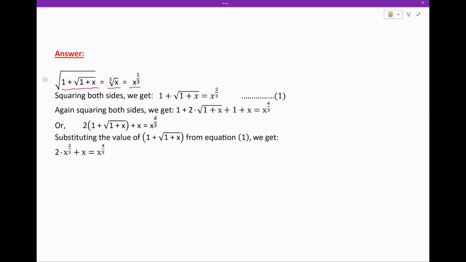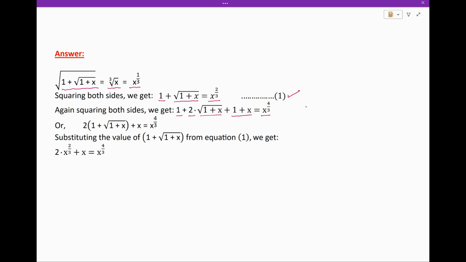Squaring both sides, we get 1 plus square root of 1 plus x is equal to x to the power of 2 by 3. This let us call as equation 1. Again, squaring both sides, we get 1 plus 2 multiplied by square root of 1 plus x plus 1 plus x is equal to x to the power of 4 by 3.